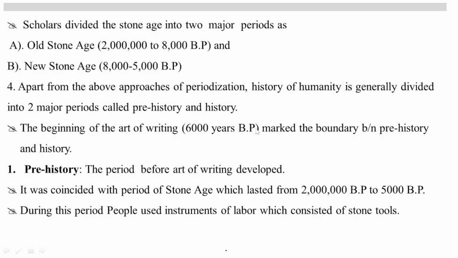So from the art of writing, the history of mankind is divided into two important sub-periods, prehistory and history. Marking the boundary between prehistory and history is the beginning of the art of writing.